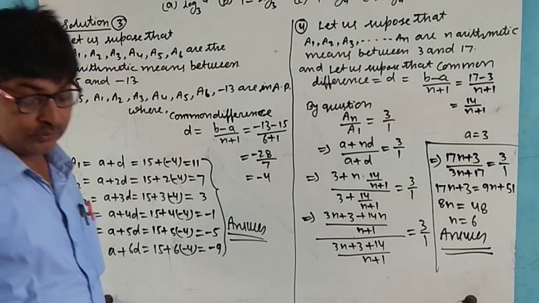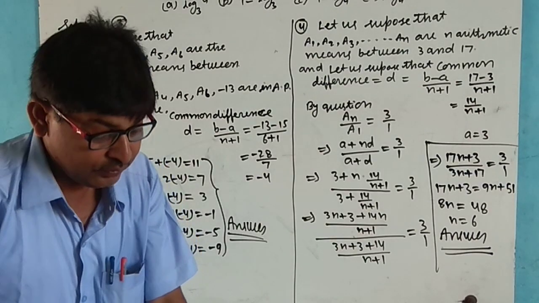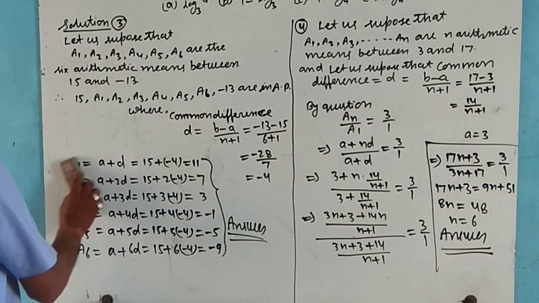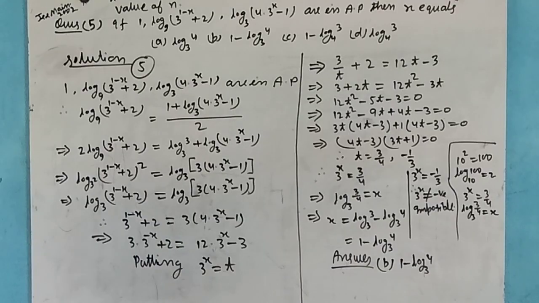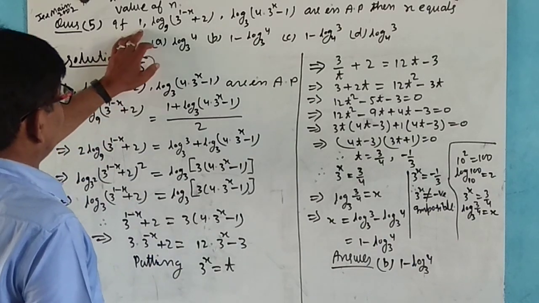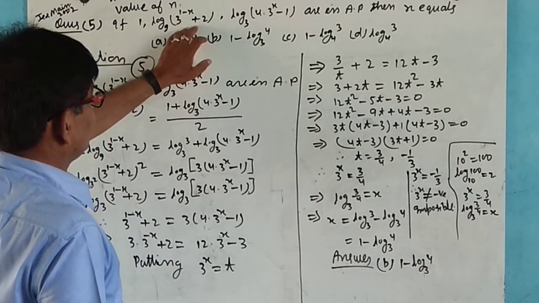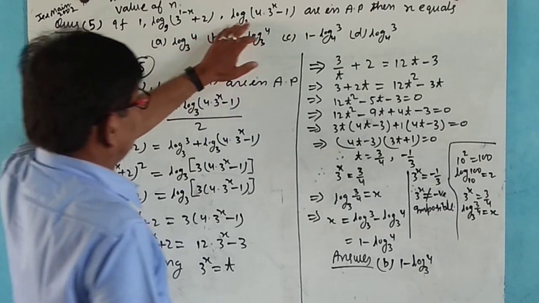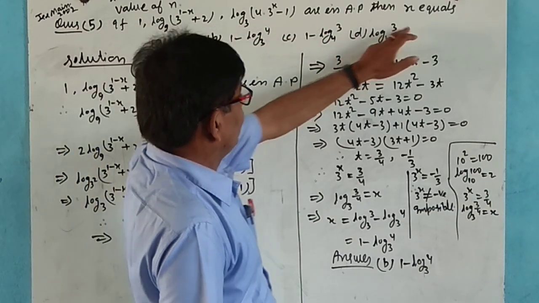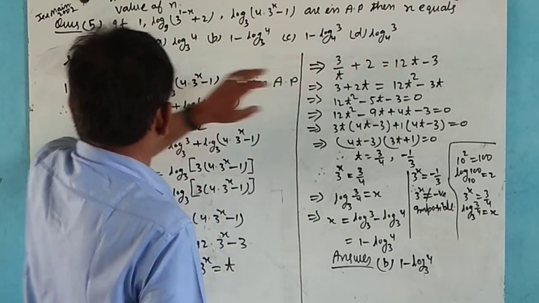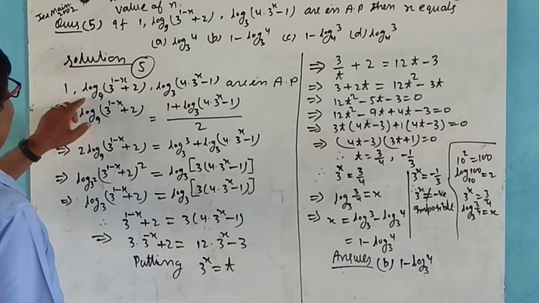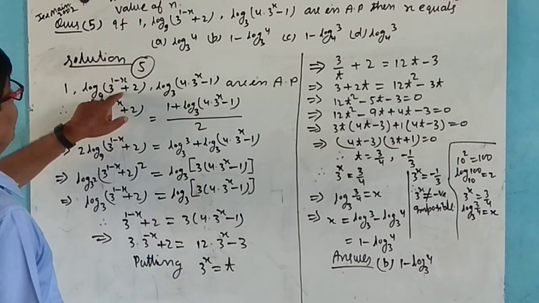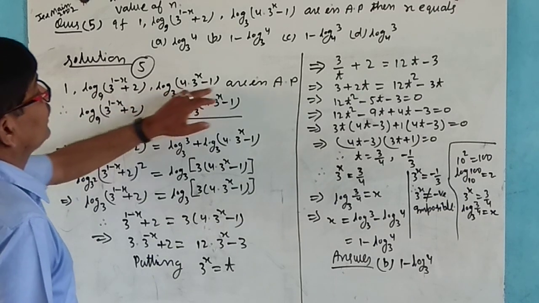Now, next question here. If log 3 to the power 1 minus x, plus 2 and log base 9 of this are in AP, then x equal to this or this or this. This problem was asked in JEE Main 2002. Here log 3 to the power 1 minus x, plus 2 and log 9 of this are in AP.